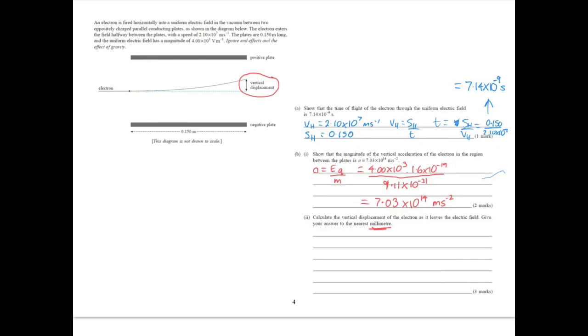So what will be the vertical displacement? Well, let's think, what's the initial vertical velocity of that electron beam? And hopefully you said zero, because initially it's moving in a horizontal direction and doesn't have a vertical velocity. We know that the acceleration in the vertical direction is 7.03 times 10 to the 14, because we just calculated that. But even if we didn't calculate that, it was given to us, so we could still have a go at this part of the question.